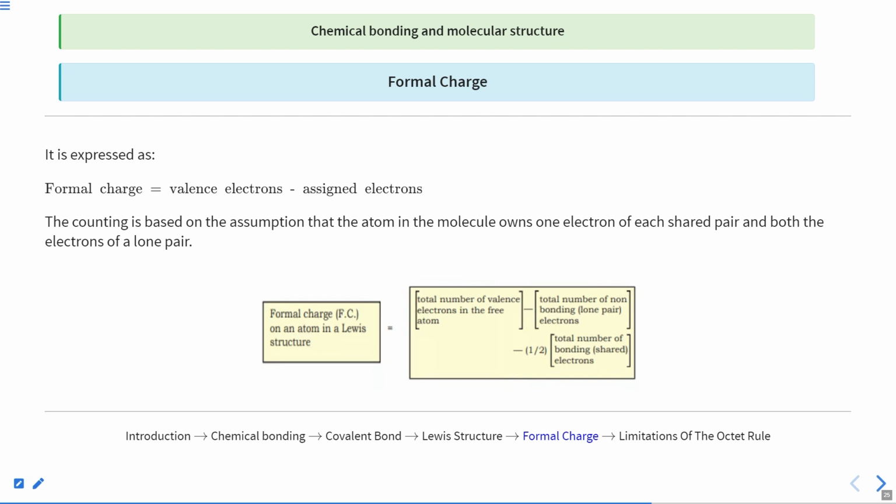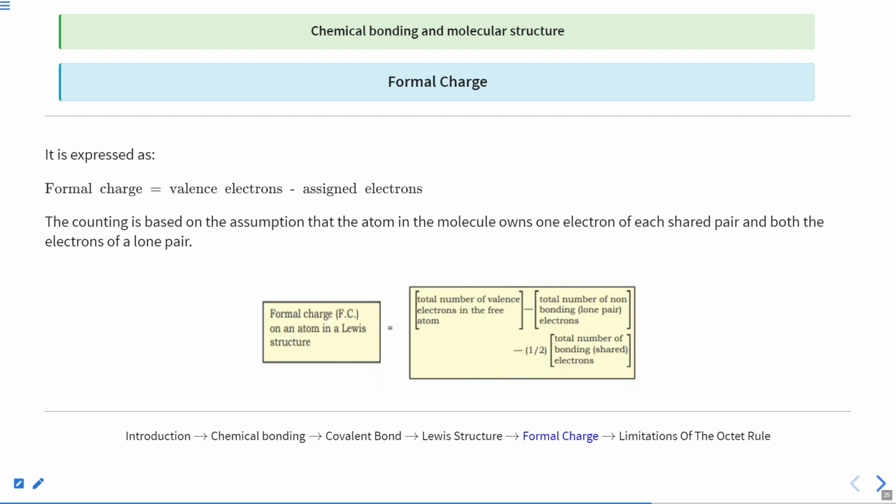So this is the formula for formal charge. It is the total number of valence electrons in the free atom, minus the total number of non-bonding electrons, which means the lone pair, minus half of the bonding electrons. So this gives you the formal charge. Very simple formula.